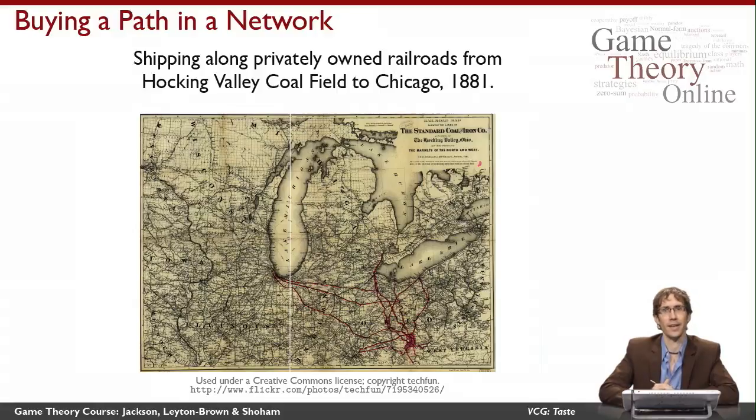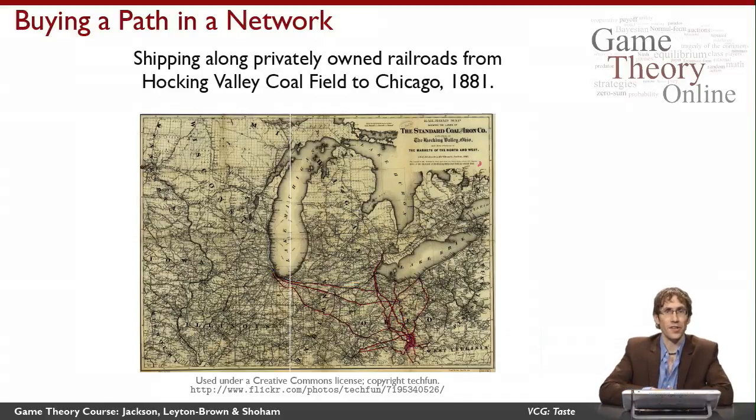It certainly is the case that in the early days of railroads in the United States, there were lots of different privately owned railroads. So I want to imagine that each of these railroad links has its own private cost for what it would cost to ship something along the link. Over here is the Hocking Valley coal field, which was an area of coal production. And of course, over here is the city of Chicago. And the problem that I'm interested in is the problem of shipping a bunch of coal from the Hocking Valley coal field to Chicago. So I, as the coal company, need to buy a sequence of links in the network that would get me all the way from the coal field to Chicago.